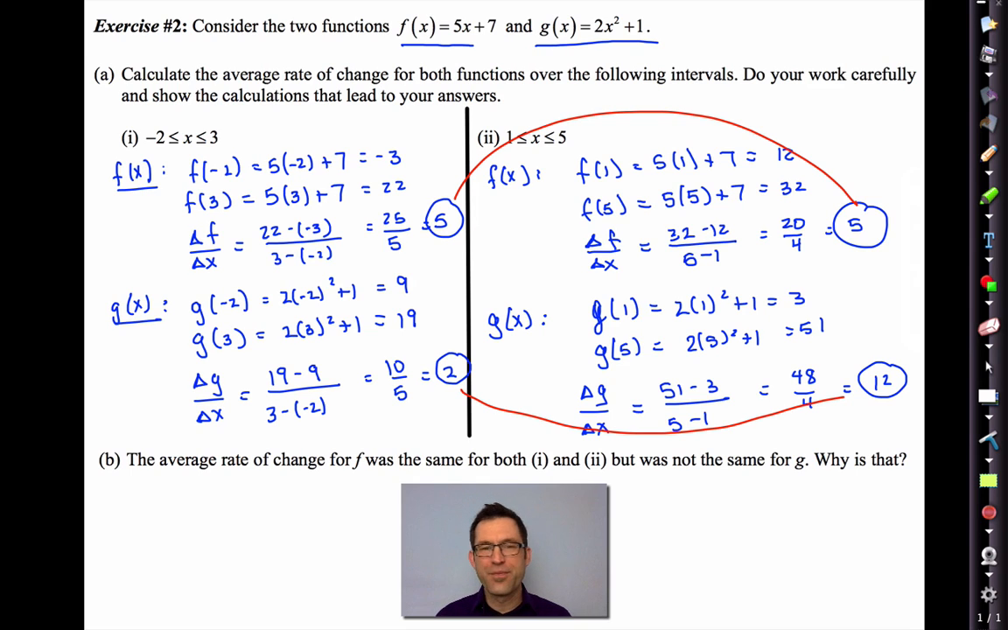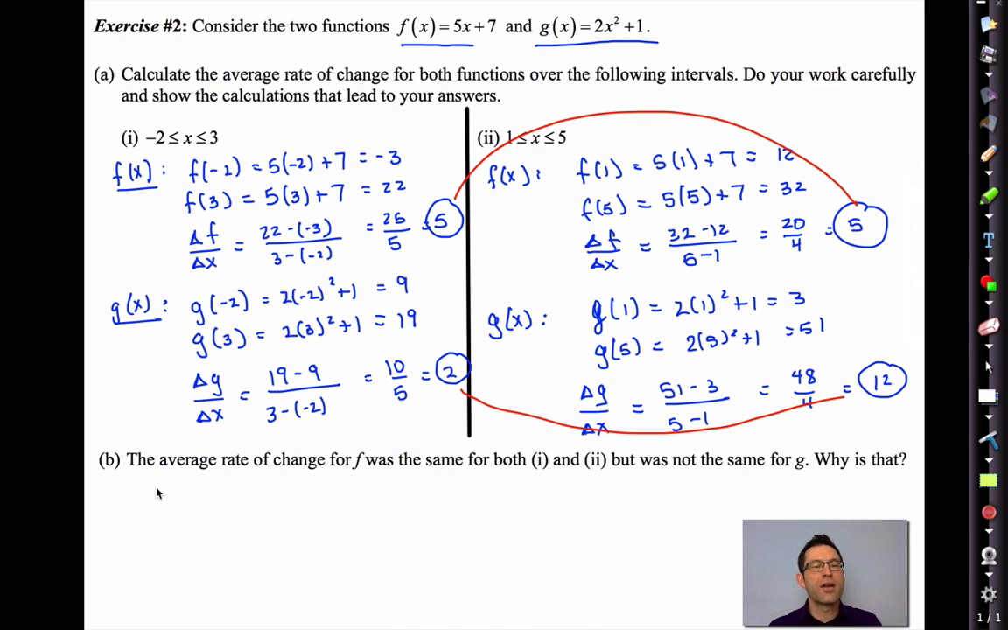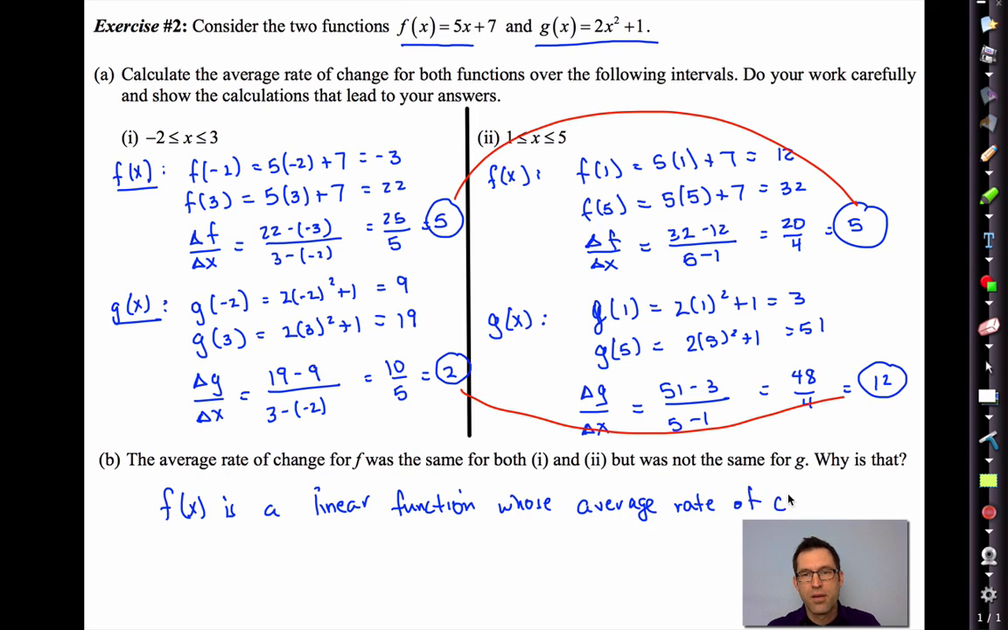Did you figure it out? Something came up a lot in Common Core Algebra 1. f(x) is a linear function whose average rate of change is always a constant.